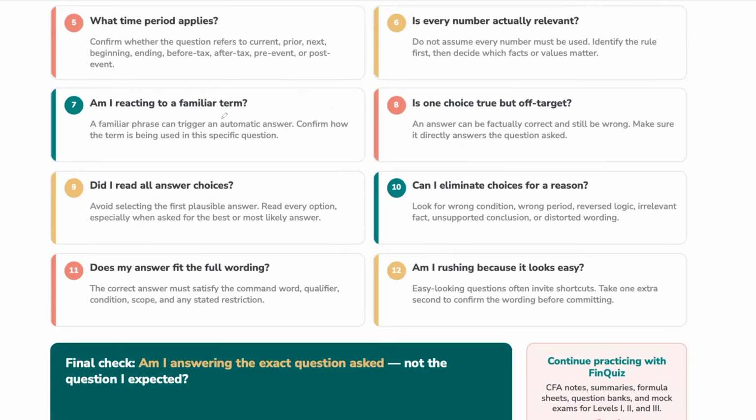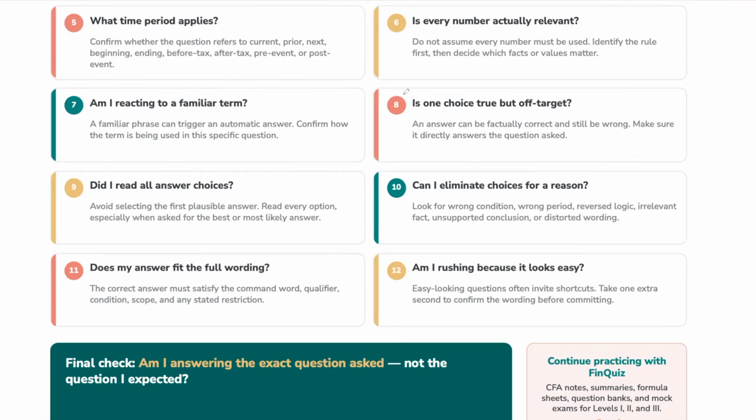So this is where candidates need to move from memorization to exam judgment. The exam is not just asking, have you heard this term before? It is asking, can you use it correctly in this setting? The exam is not rewarding recognition alone. It is rewarding controlled thinking.